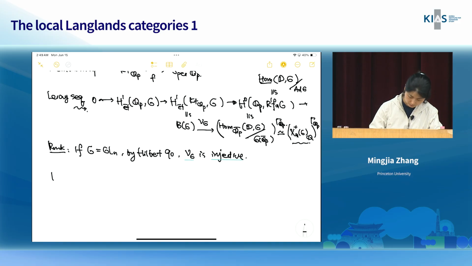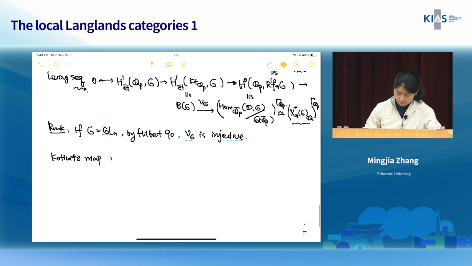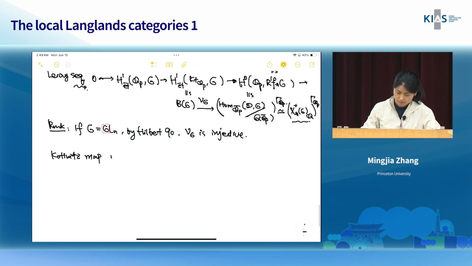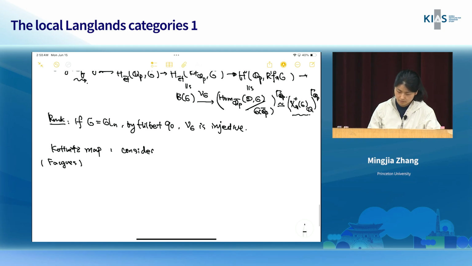So you would need another invariant, and Kottwitz introduced another map, kappa. And for this, let's again try to use this perspective of the Kottwitz gerb. Maybe I should say that I learned this construction from a paper of Fargues called G-torsors in p-adic Hodge theory.